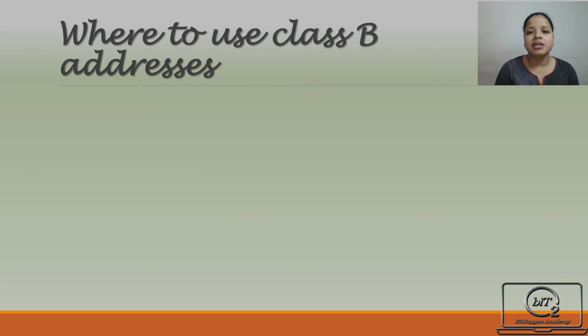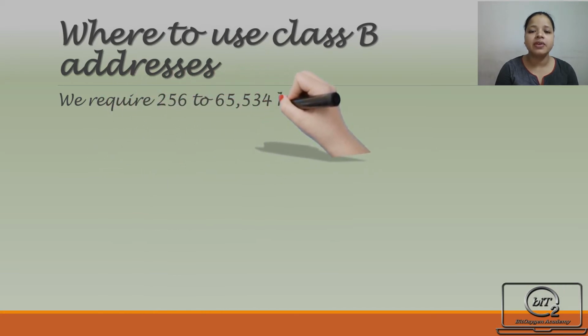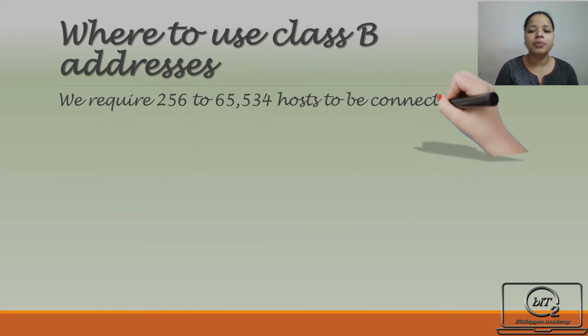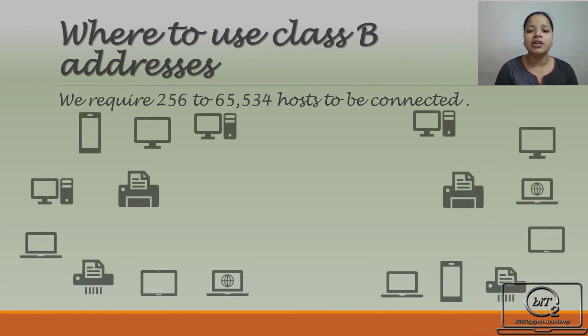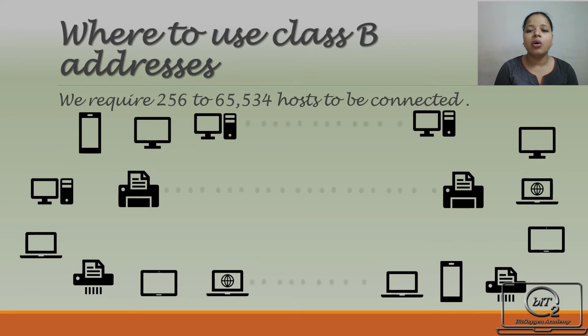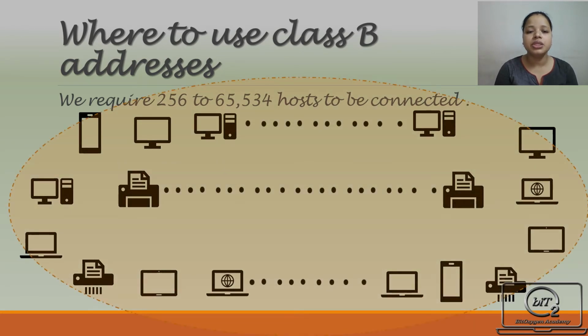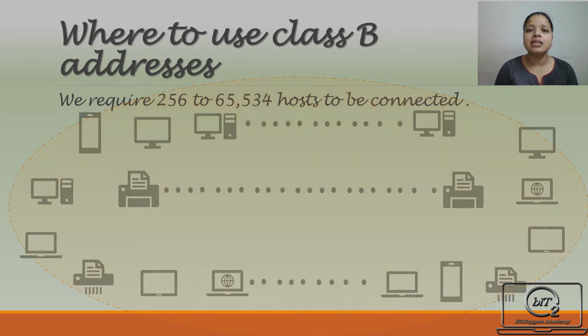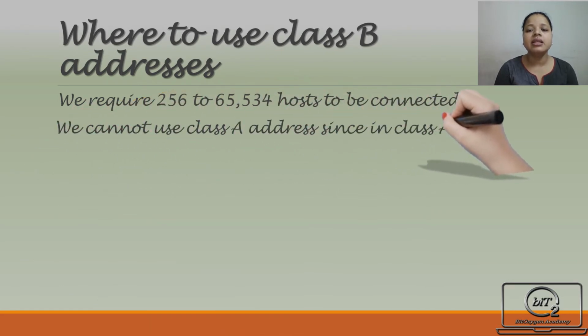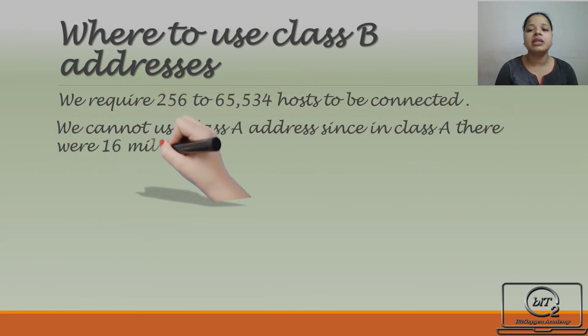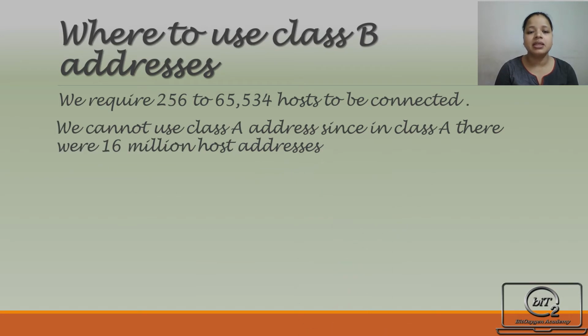Class B addresses are used where we require 256 to 65,534 hosts to be connected. For example, any organization where 500 hosts are working and all have to be connected to each other. We cannot use Class A addresses since in Class A there are 16 million host addresses, and when we have to use only 500 addresses, why waste this big amount of addresses?